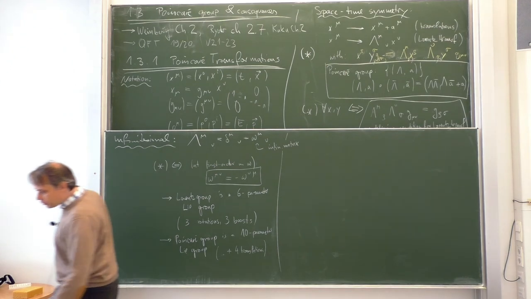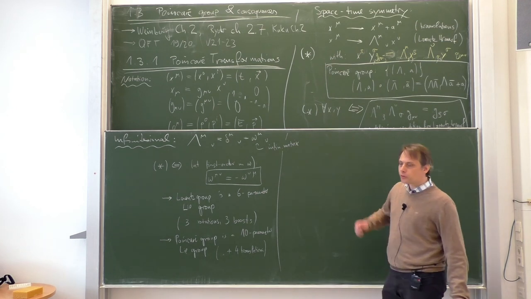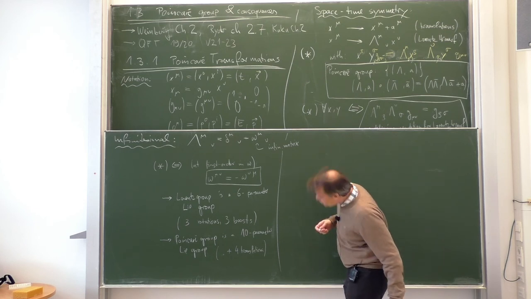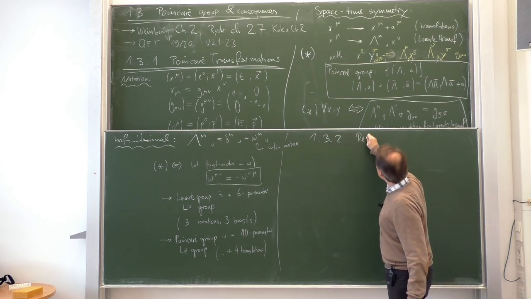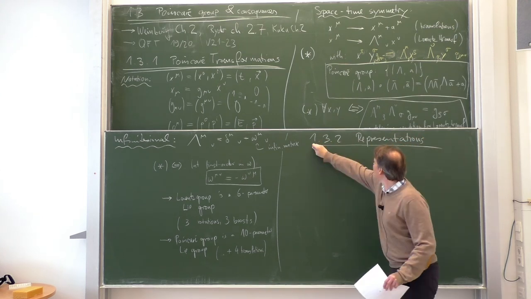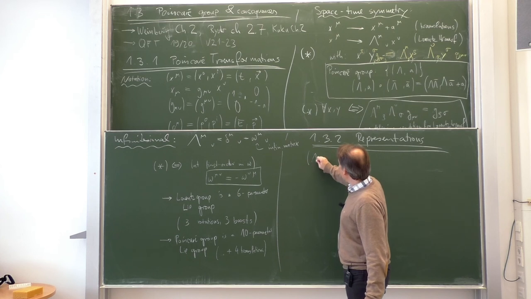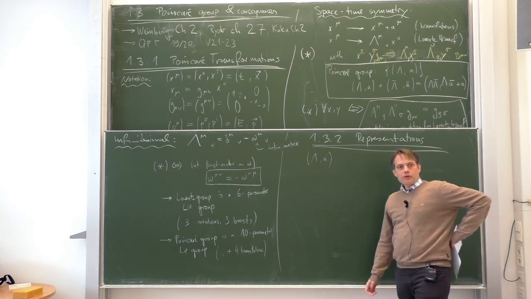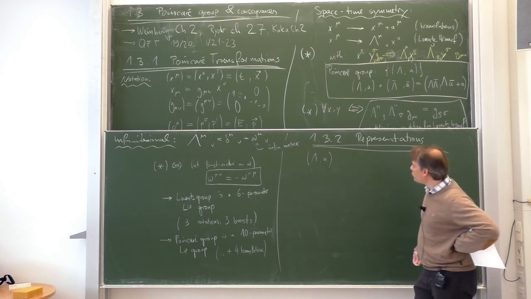OK, so now we have obtained our first few results. And now we can go to the next step, which goes towards physics applications. Let's check this. Which are representations. What is a representation of a group? In this particular case, we immediately write it down for the Poincaré group. A representation is a mapping where each group element is mapped to some linear operator or to some matrix.